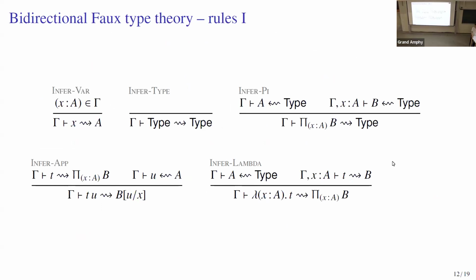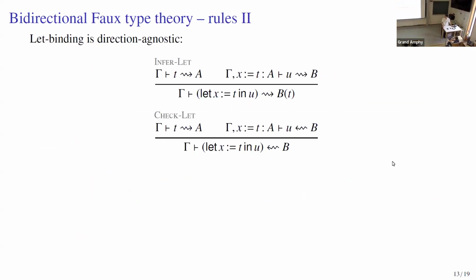And lambda similarly, if you think about it, so inferring. Okay, so these are the inferring ones. Let binding is interesting because it's direction agnostic. Let binding is not so much about the terms that we're deriving, the checking. It's about the environment in which this is happening. Let binding, so local definitions, they influence gamma. They don't influence anything directly, immediately that's going on with the term and the type.